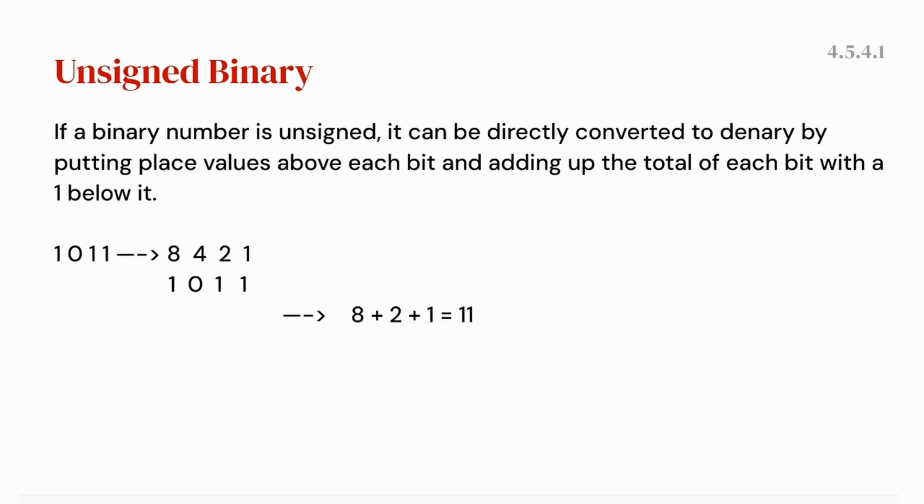In unsigned binary, the number can be directly converted to denary by putting place values above each bit and adding up the total of each bit with a 1 below it. As you can see here, 1011 has the place values 8421 placed above it, and since you have a 1 below 8, 2, and 1, you take those place values and add them together. 8 plus 2 plus 1 is 11. So 1011 in binary converts to 11 in denary.